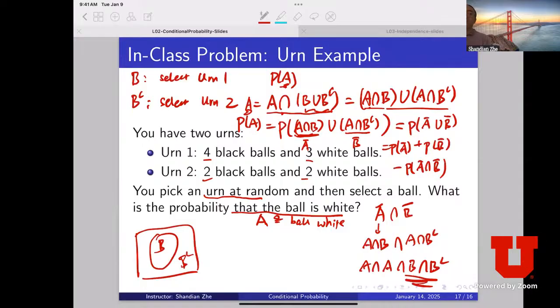Does it make sense? Right? So that means this guy, A bar intersection with B bar, is simply empty. So the probability of this guy is simply 0. Right? The probability of an empty event is 0.